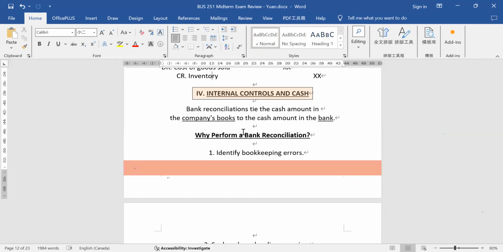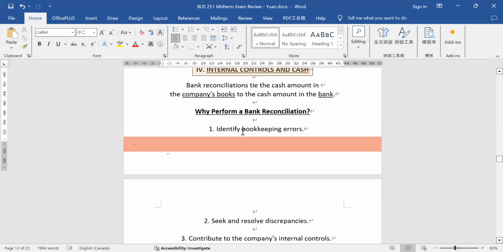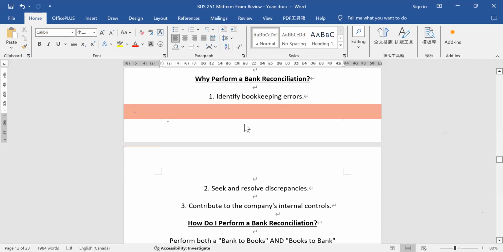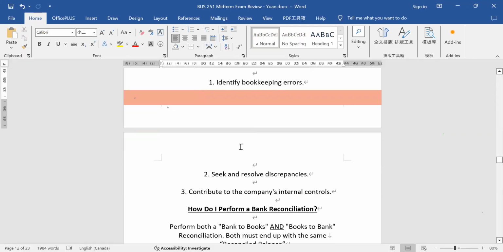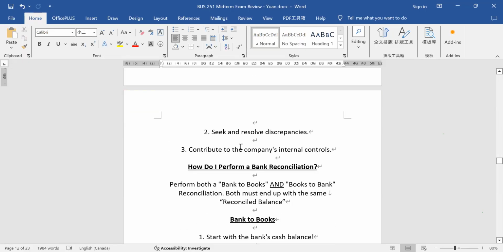So we have to make sure that there's reconciliation between the company's book and the side of the bank, right? So why do we have to perform a bank reconciliation? First of all, it will help to identify the difference between these two sides, two perspectives, and this helps us to identify bookkeeping errors. At the same time, it could find the differences, resolve and explain the discrepancies. And the third one is it contributes to the company's internal control.